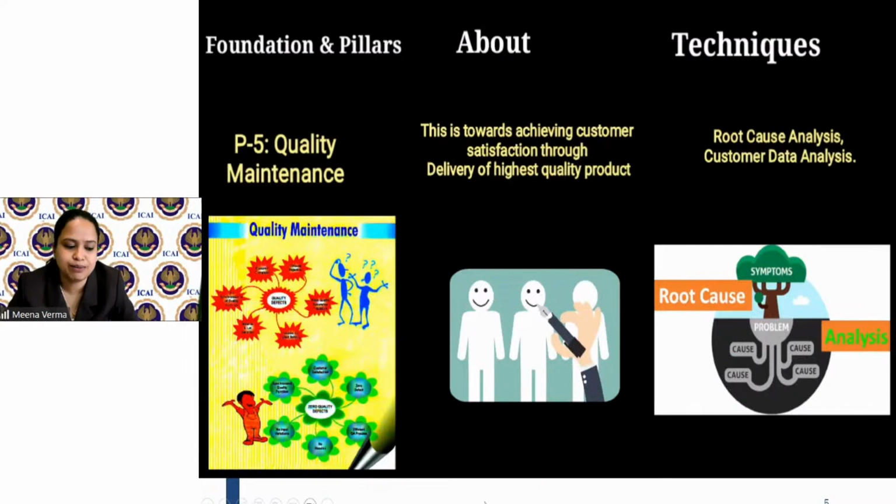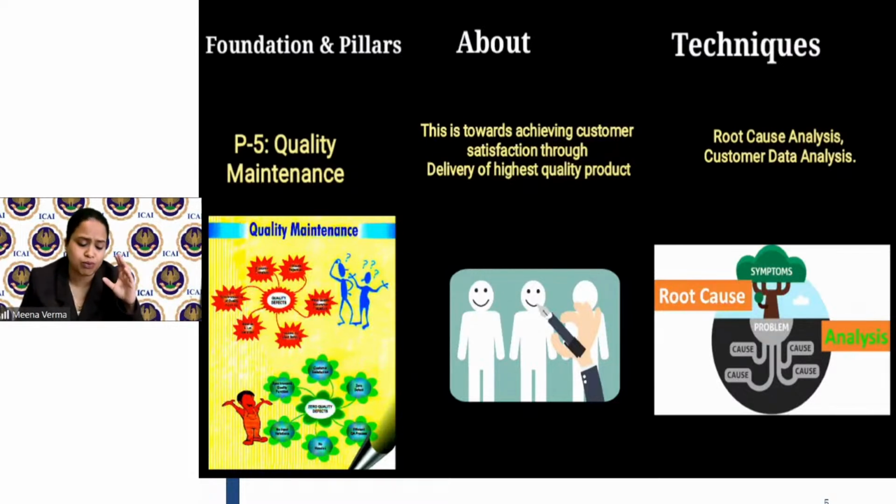Next is quality maintenance. As I told you, see here they are considering total quality management. You know? So what is total quality management? Producing the quality product right the first time. So how is it possible? Identify, is there any root cause of the problem? Do the why analysis, find the root cause of the problem, remove them, analyze the customer data, and just see how you can provide customer satisfaction, right? So this is all achieving customer satisfaction by providing them high quality product.